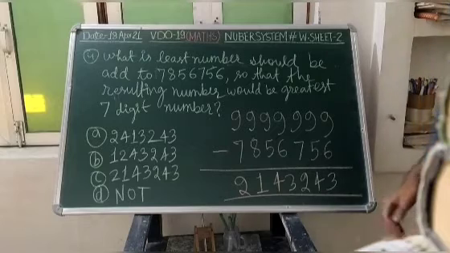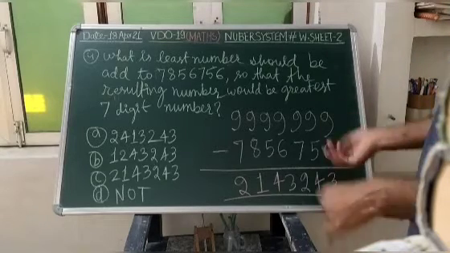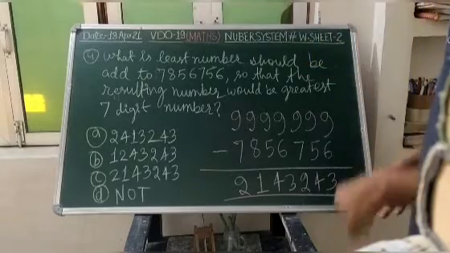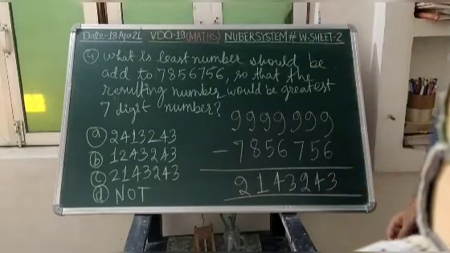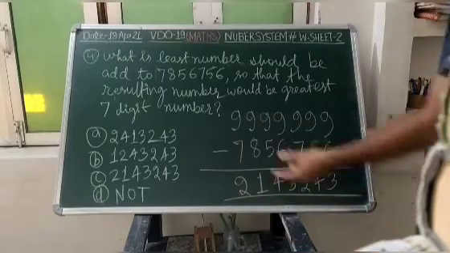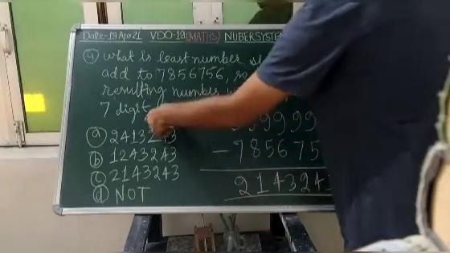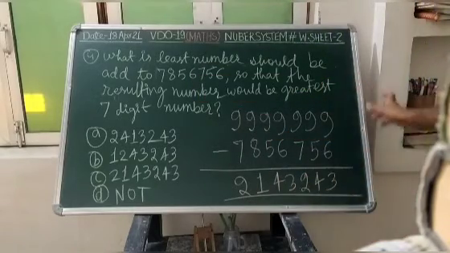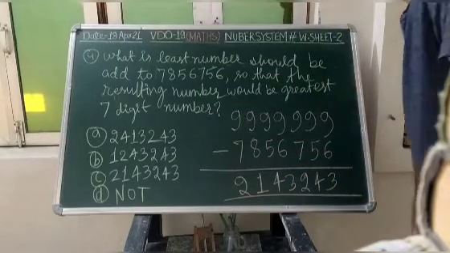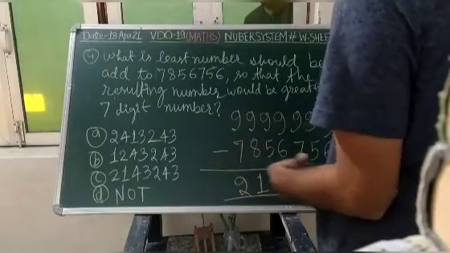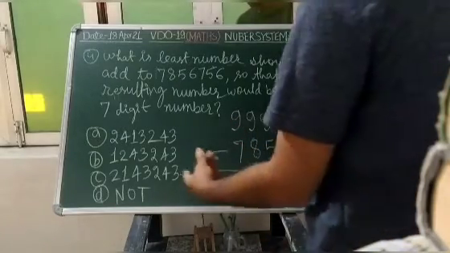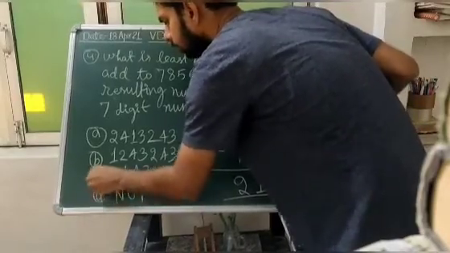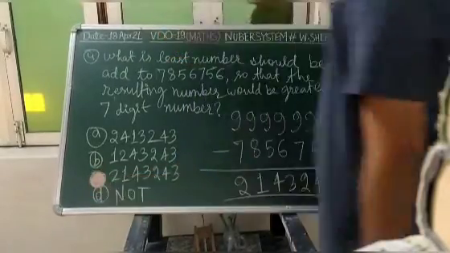So to get a number which should be added to the given number to form the greatest 7-digit number, from the greatest 7-digit number we will subtract the given number. That is coming as 2143243. Option C is coming, so C will be your correct answer.